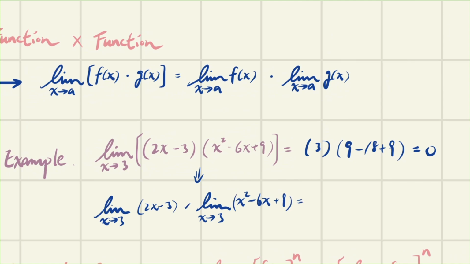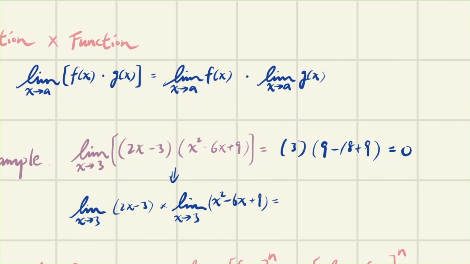Okay, then after separating them, we just take the limit of the two functions. Then again, 6 minus 3, which is 3, and on the right-hand side we get x squared, 3 squared minus 6x plus 9, which is again 0 times 0, which is 0, and they reach the same value.